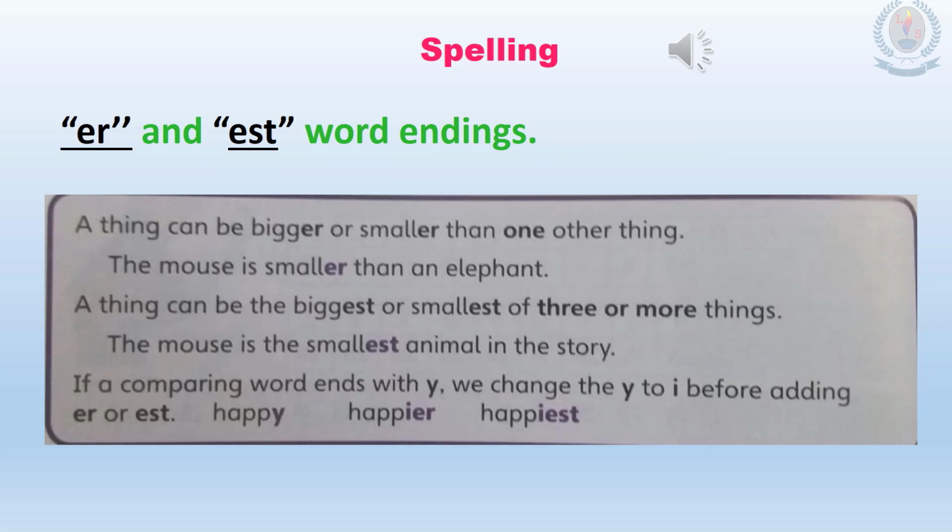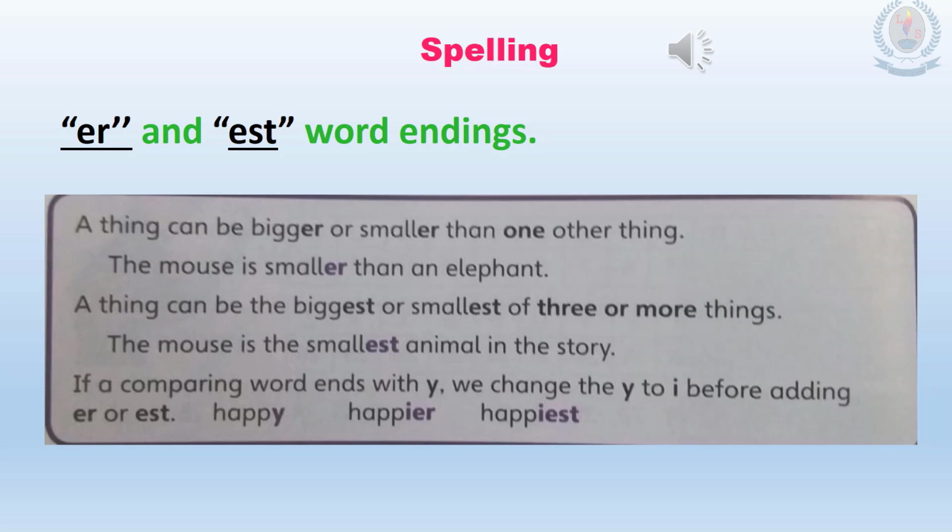Spelling: ER and EST word endings. A thing can be bigger or smaller than one other thing. For example, the mouse is smaller than an elephant. So here, the mouse is compared with an elephant, one other thing. So when we compare one other thing, we use ER.